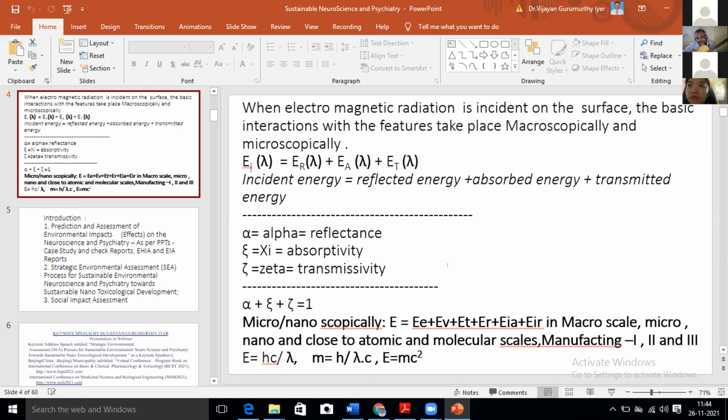EIR macro scale, micro scale, nano scale, close to atomic and molecular scales, manufacturing 1, 2, 3. That is E is equal to HC by lambda, M is equal to H by lambda C, E is equal to MC squared. And now I am just giving the nano and micro and close atomic. So I just correlate with the music therapy.